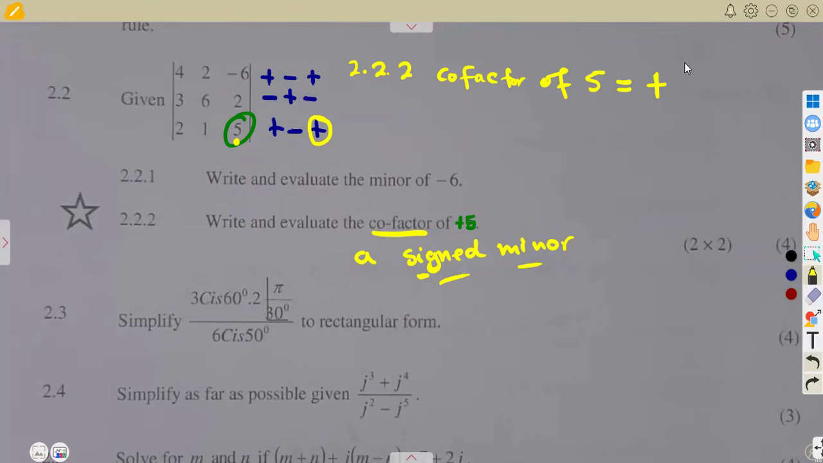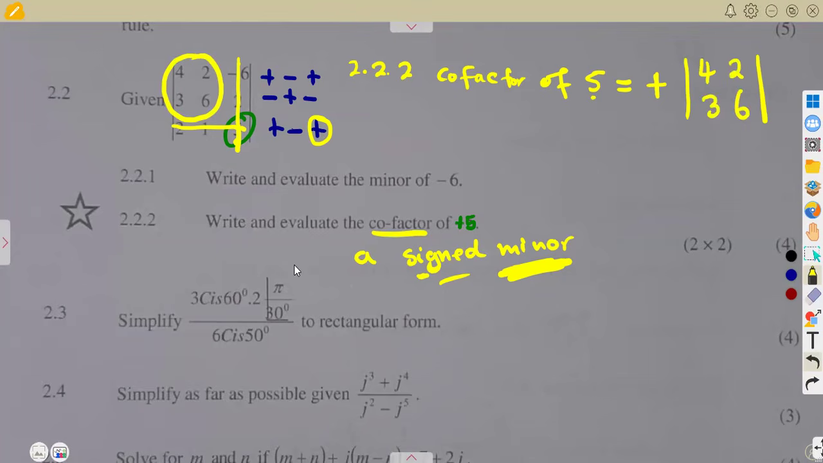So the first thing is the sign. Then you determine the minor, the signed minor. So we need the minor now. The minor of what? Of that same 5. Remember how you determine the minor. You are going to close where this 5 is, close the column, close the row. What are you remaining with? You are remaining with 4, 2, 3, 6. The same way that you just calculated the minor, but only that it is affected by a sign.